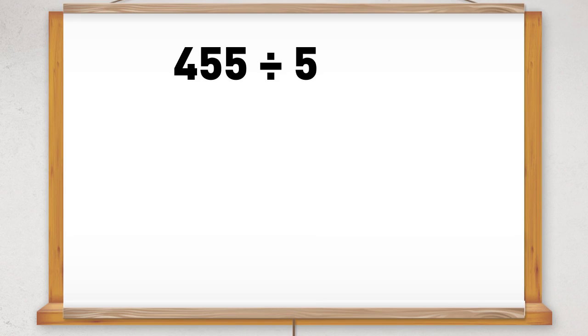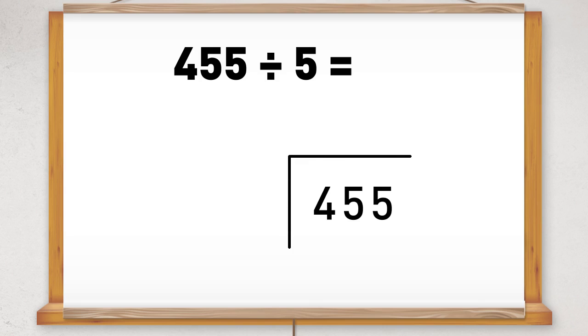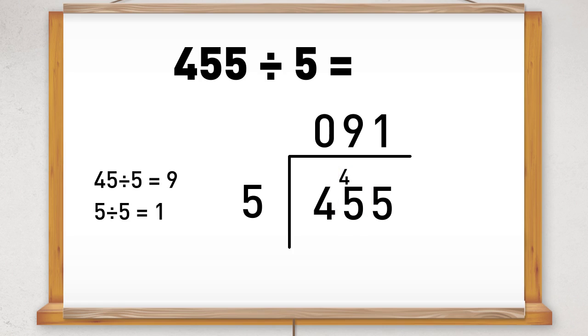455 divided by 5. The number we are dividing is 455, so this goes underneath the answer line. The number we are dividing by is 5, so this goes outside. We start on the left for division, so 5 into 4 does not go, so we carry the 4 over to the next column, where we now have 45. 5 goes into 45 9 times. 5 goes into 5 once, so the answer is 91.